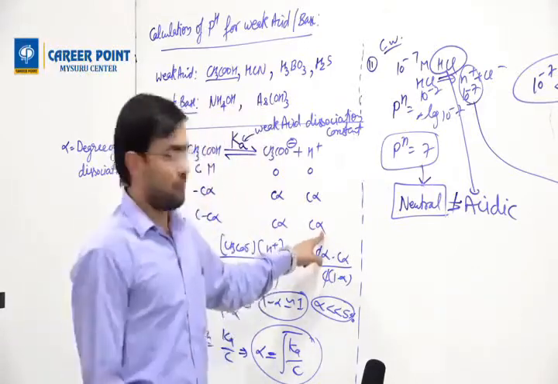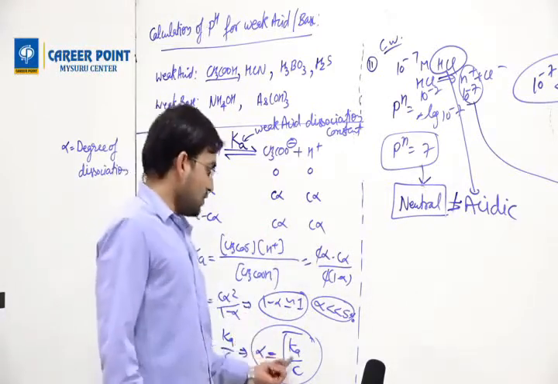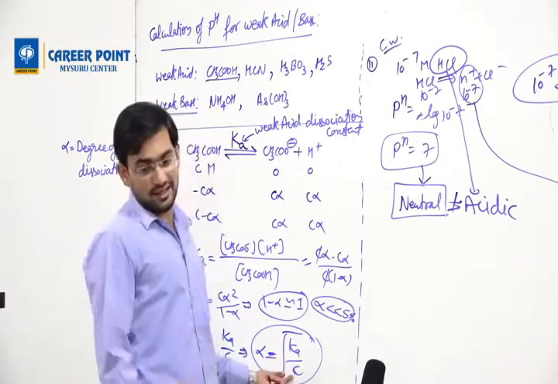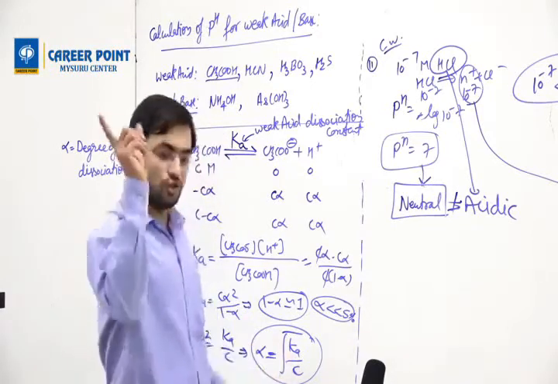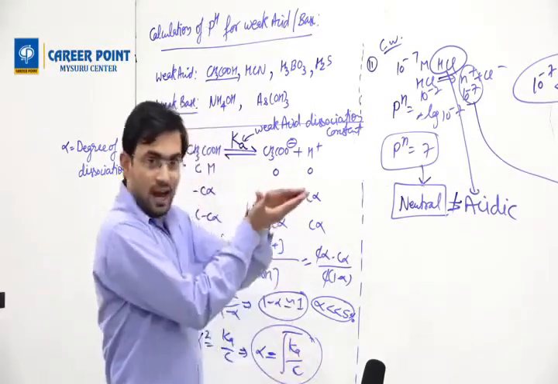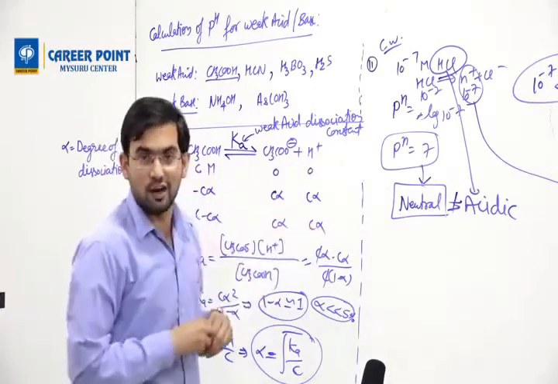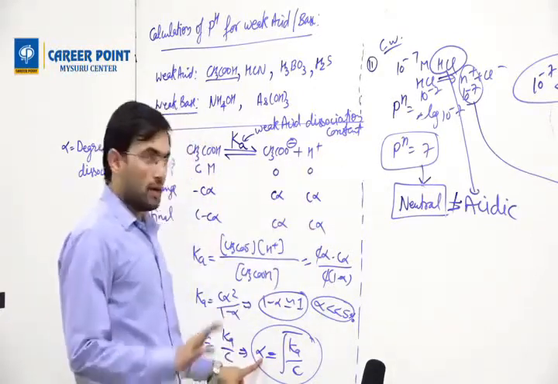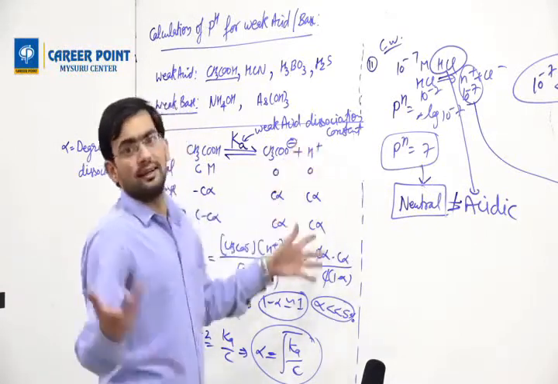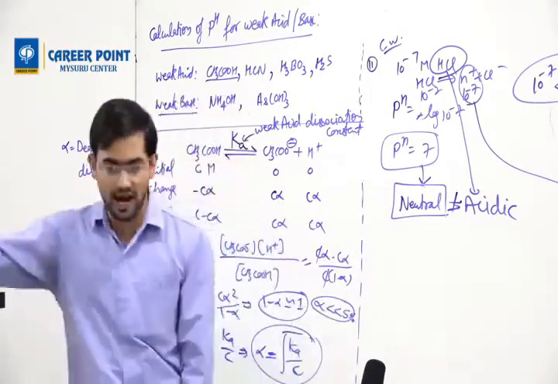In order to get alpha, there is a formula. Alpha equals root of K by C. You need C. You also need K. Once C is given, K also they will give. So once you know K and C, K divided by C, take under root of it, solve this, you get alpha. Once you have alpha multiplied by C, that is H plus. Once you know the H plus, do the pH the way you are doing till now, right?